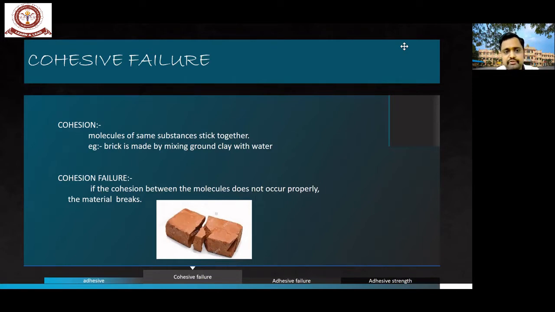So what is coercive failure? If the coercion between the molecules does not occur properly, the material breaks. So if the clay doesn't mix properly, then it will break. That is an example of a coercive failure.